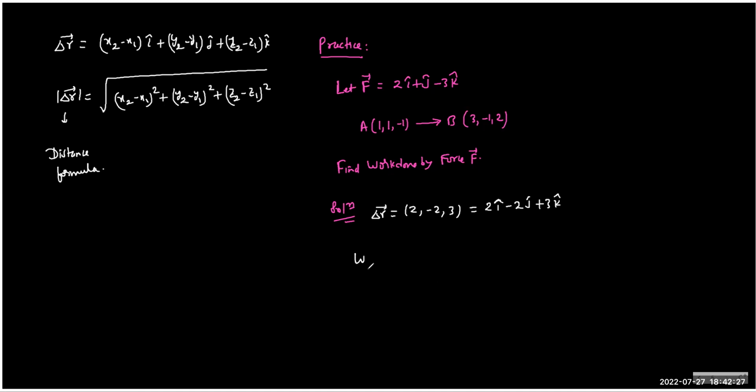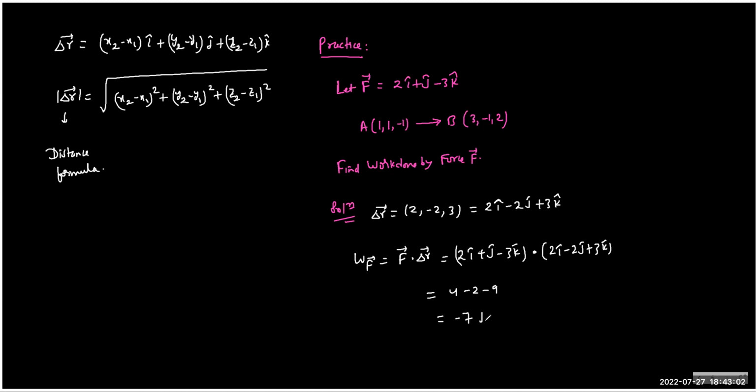So now the work done by the F is what? It's very simple. F dot delta r. So now once you have the delta in terms of ijk, so 2i plus j minus 3k dot 2i minus 2j plus 3k. And how we write dot? I will go with i. So 2 2s are 4. 1 minus 2 is minus 2. And minus 3 is minus 9. So how much is the answer? Minus 7.